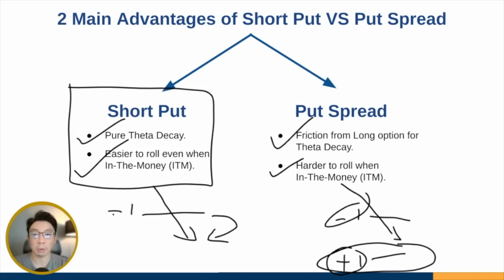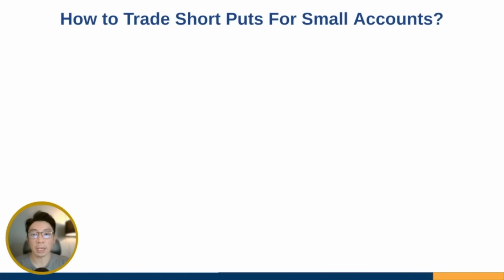So I understand this point. What we're going to do is try and cater this short put strategy just for the small account. So the question now becomes, how do you trade short puts for small accounts? Well, the answer is really pretty simple. The answer is to simply find underlyings that are lower priced, right? Maybe, for example, under $50.